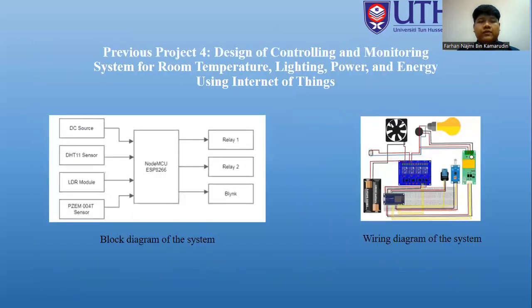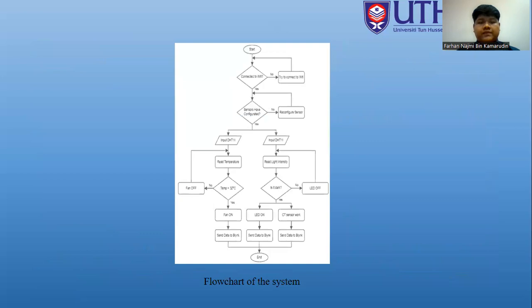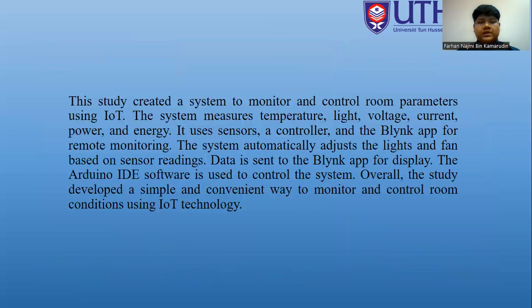For the fourth previous project, design of a controlling and monitoring system for room temperature, lighting, power, and energy using Internet of Things. So the first one is a block diagram of the system, the second one is the wiring diagram of the system, and the third picture is the flowchart of the system.